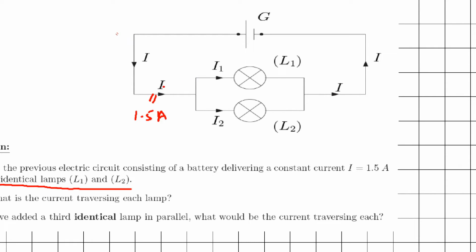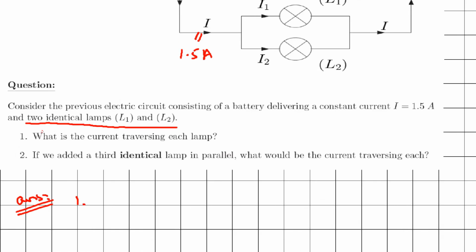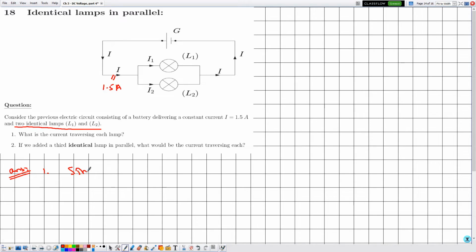So we know that according to the law of addition of currents, I must be equal to I1 plus I2, because the current I at this point splits into two currents. Knowing that I1 must be equal to I2, then in this case each current will carry 0.75 amperes, because the sum of these currents must add up to 1.5 and they must be equal. So let's say, since the two lamps are identical, then they have the same current.